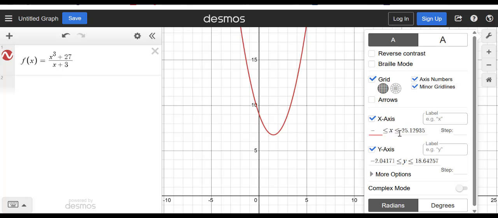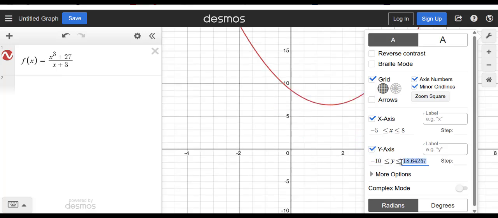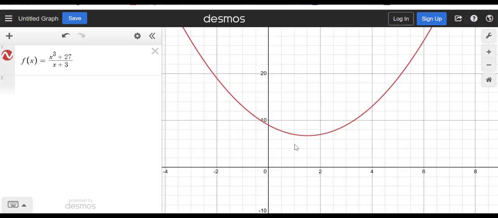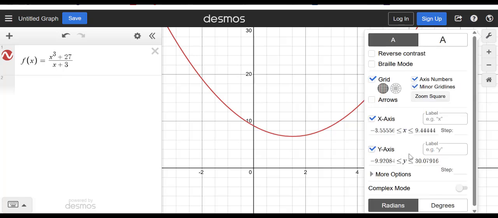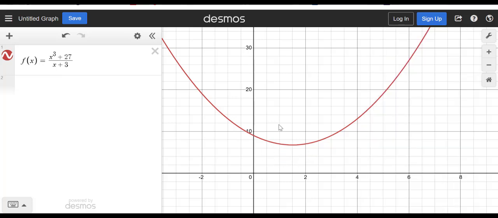So maybe I want to go x is -5 to x is 8, just kind of making up a window here. Y-axis, maybe we'll go -10 to 30. And I don't know if you saw, but as I was changing each of these values, it's changing and moving my graph around. So I can go back in there if I wanted to, change this to maybe y equals 35, and I can see it immediately change. Click back on the graph, and that graph settings menu goes away.